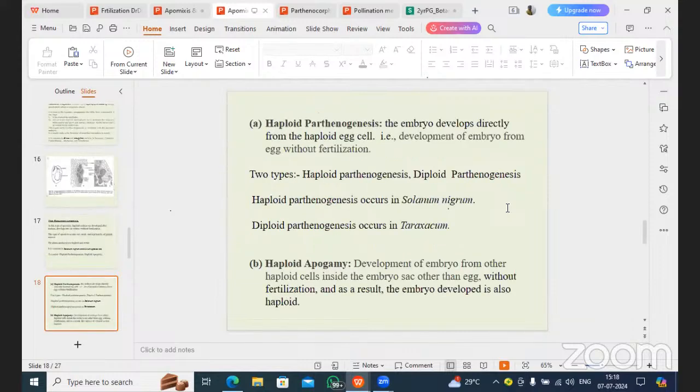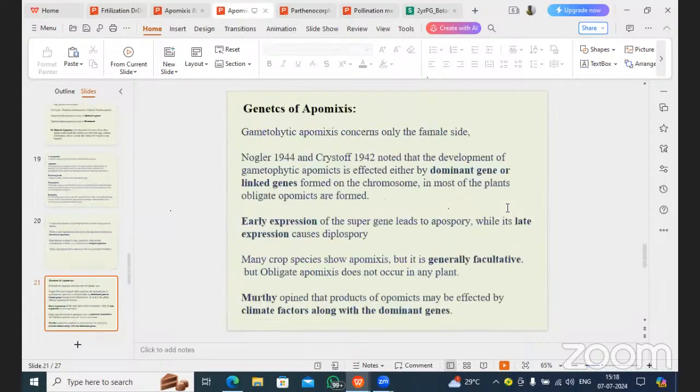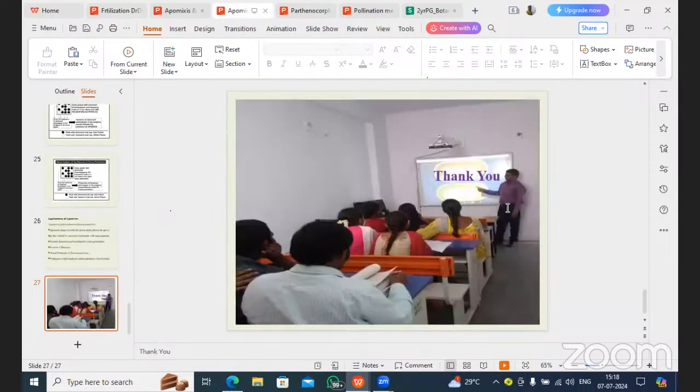These are all the types we have studied: applied parthenocarpy and diploid parthenocarpy. You see, apogamy, parthenogenesis, pseudogamy, and semigamy. These all we have discussed. Apomixis, parthenocarpy, fertilization: these all are very important topics which come in the examination as essay questions. Okay then. Bye.